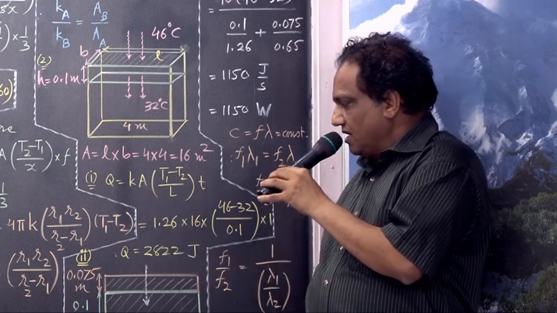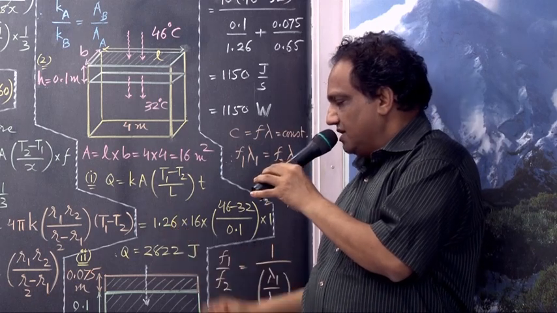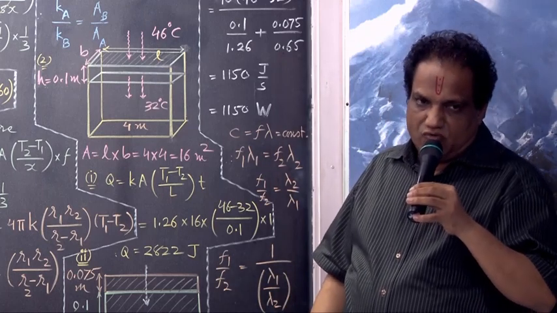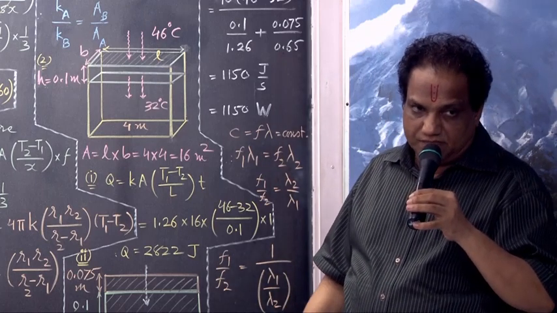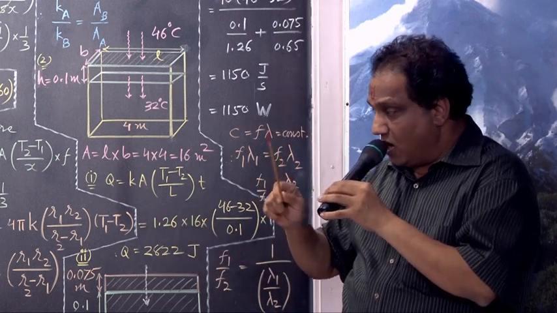What is the value of thermal conductivity of the slab? They have given 1.26 watt per meter degree centigrade. You see the unit: watt per meter degree centigrade. Watt means joule per second. So take care, this amount of heat energy we must take in joules.